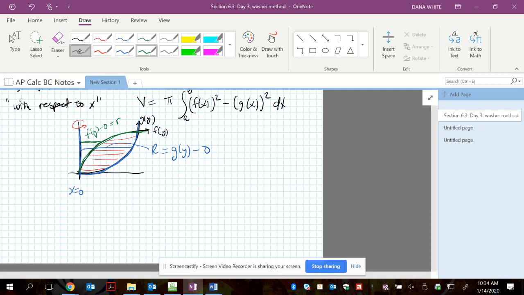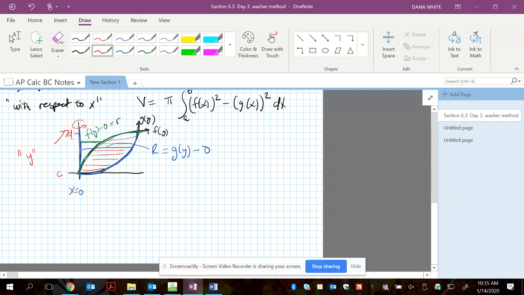So if we write the volume for this, since this is revolving around the y-axis, that tells me right there it's with respect to y. Everything's with respect to y. What are my limits of integration? They're now from, we're going to call this c, and we're going to say this distance right here is d. So we're stacking washers this way.